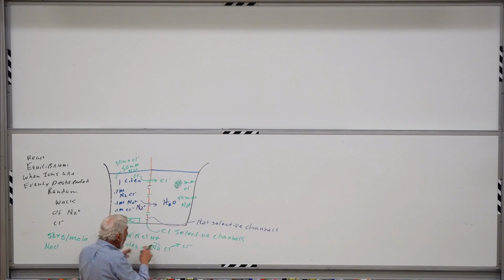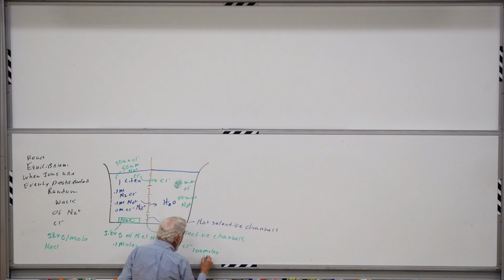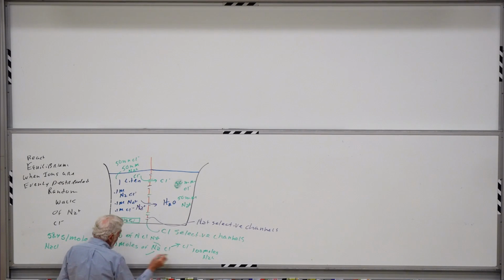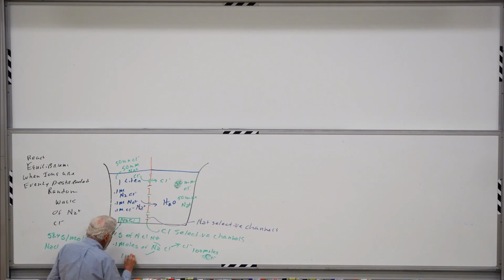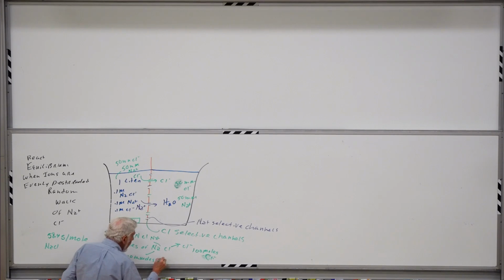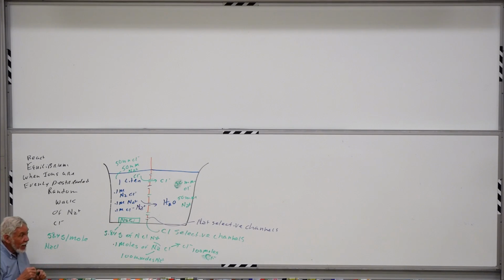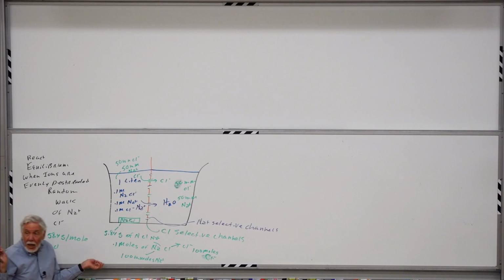Because they've come apart completely, from 100 millimolar sodium chloride, you get 100 millimoles of sodium ion and 100 millimoles of chloride ion. Anything else?